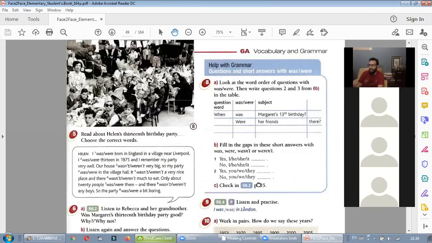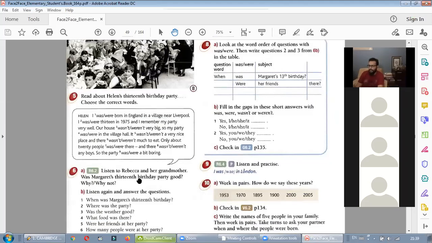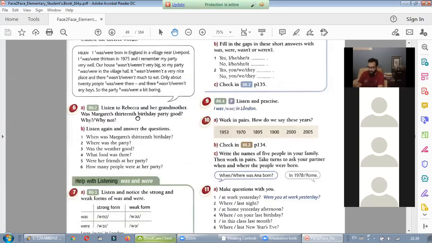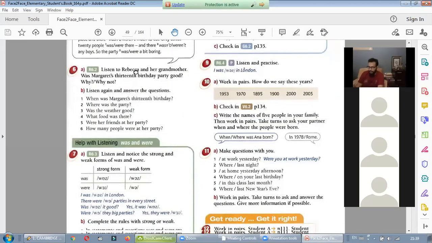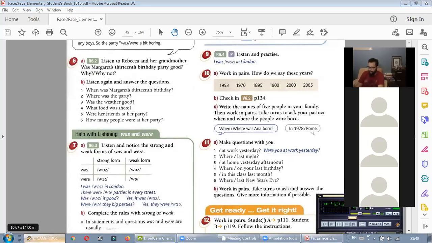Okay, so now let's listen and practice. Okay, and now listening and practice. Number 9. Listen and practice. Okay, let's just listen and repeat. Okay, this is the idea. This is pronunciation practice. So everybody just listen and practice. Recording 6.4.